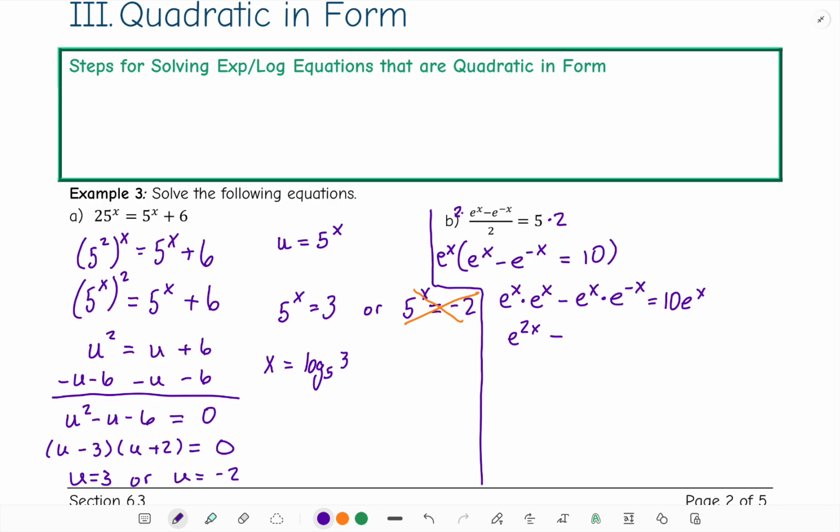The second distribution term, you also add them, but you get x plus -x, which is 0, equals 10e to the x. So we get e to the x squared, because that's what e to the 2x is, minus 1 equals 10e to the x. I'm hoping now you can see how this is actually quadratic in form.